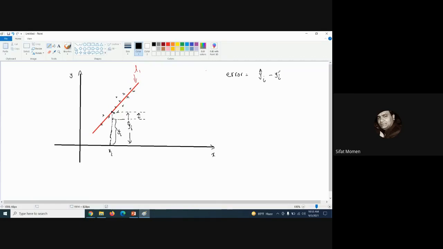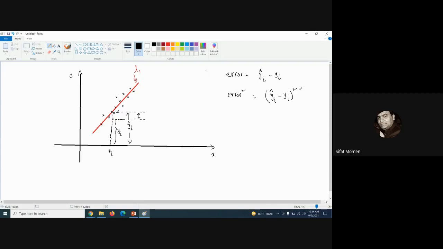Now the problem is that in many places Y hat i is bigger than Yi, and in many places Y hat is smaller than Yi. So that's why, instead of finding the error, we prefer to find the square of the error. But that's not the only reason we do so. There is another reason why we tend to square it, and we'll see that. So let's say we square it. What will happen? Whether Y hat is bigger or Y is bigger doesn't matter. The squared error is always going to give me a positive error, right?